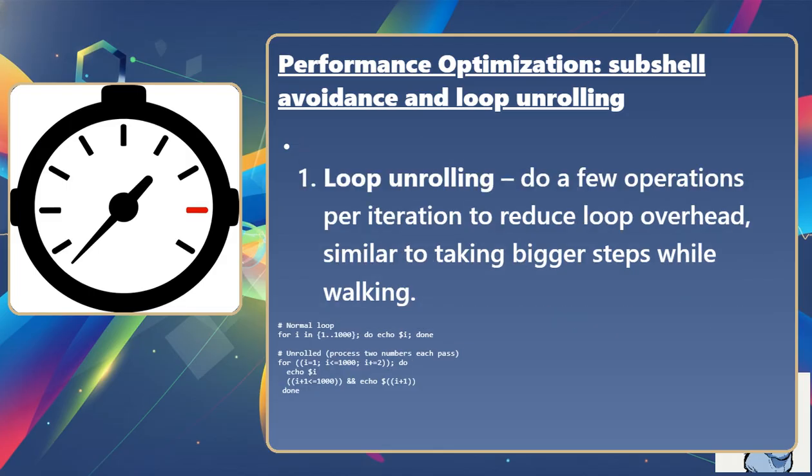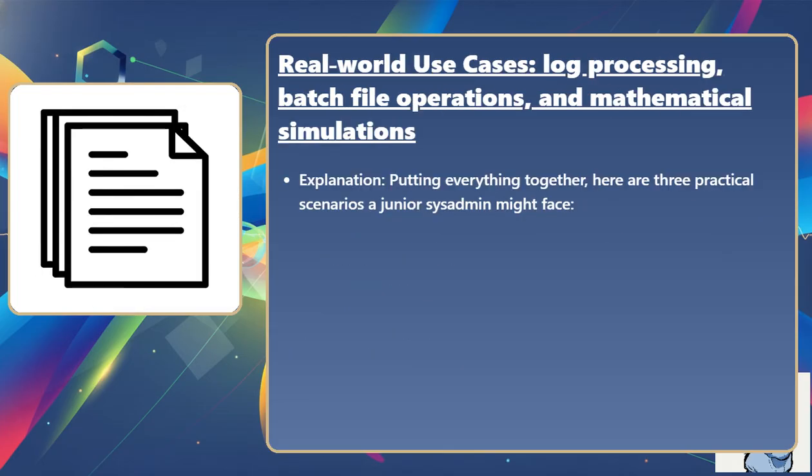Loop unrolling: do a few operations per iteration to reduce loop overhead, similar to taking bigger steps while walking. Normal loop: for i in {1..1000}; do echo $i; done. Unrolled, processing 2 numbers each pass: for ((i=1; i<=1000; i+=2)); do echo $i; if ((i+1 <= 1000)); then echo $((i+1)); fi; done. Explanation. Putting everything together, here are 3 practical scenarios a junior system administrator might face.